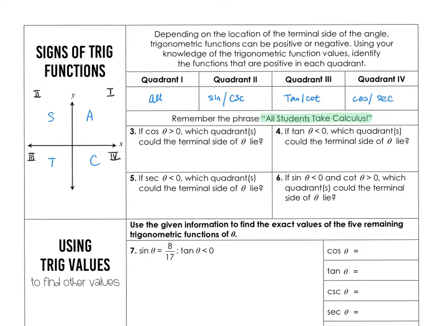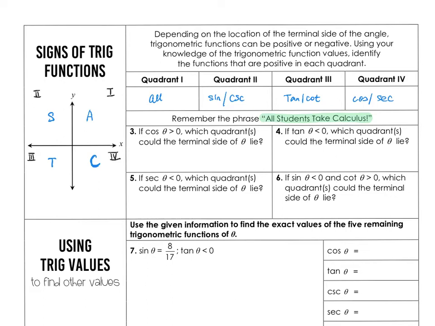So in other words, in first quadrant, all 6 are positive. In second quadrant, only sine, that's what the S is for. If sine is positive, cosecant has to be positive. Third quadrant, tangent, therefore cotangent, cotan has to be positive. Fourth quadrant is only cosine, which means secant as well. Okay? So now let's look at some of these questions here.